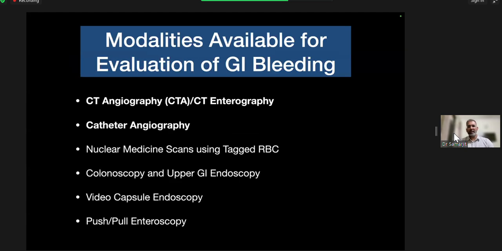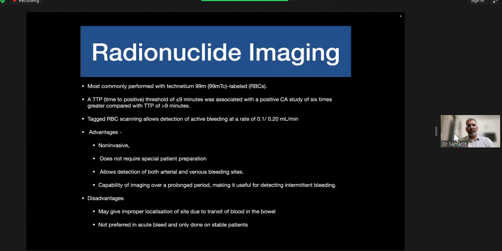So what modalities are available for GI bleeding? Both as radiologist and gastroenterologist, what is our total armamentarium? It's CT angiography or CT enterography. It's catheter angiography, nuclear medicine scans, colonoscopies and upper GI endoscopies. They do a lot of capsule endoscopies these days, and then a lot of push-pull enteroscopies are also done, in our case not to do diagnostic stuff, but mainly to reach or biopsy something we find suspicious. So the first thing we're talking about is radionuclide imaging.